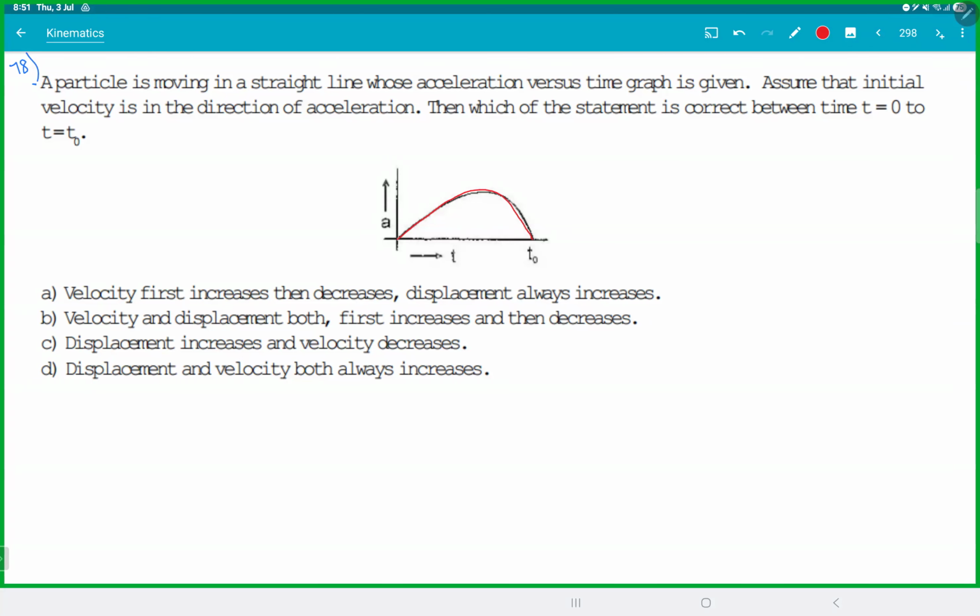Now listen. Here the acceleration is increasing and decreasing. Okay. Let's try to understand the meaning of it. But acceleration is always positive. Here, if you look at the graph, acceleration is increasing and decreasing, but it is always positive.